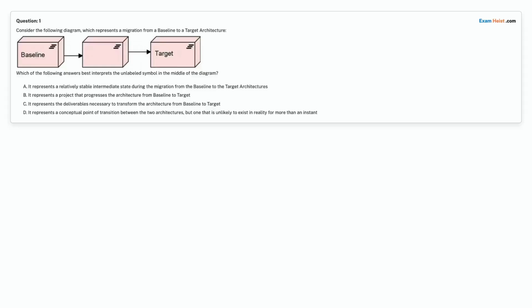Question 1. Consider the following diagram, which represents a migration from a baseline to a target architecture. Which of the following answers best interprets the unlabeled symbol in the middle of the diagram?